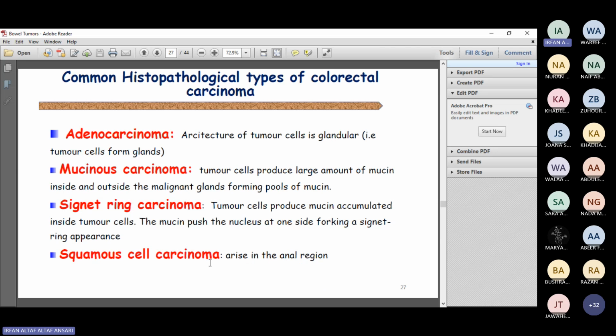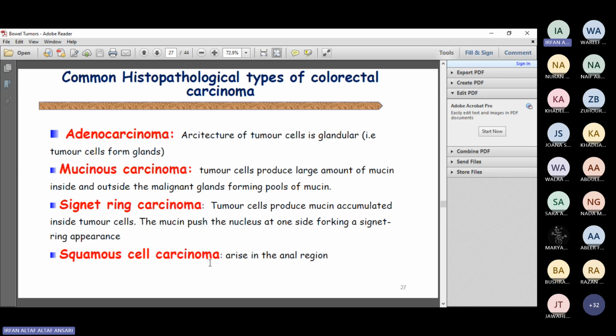Adenocarcinoma tumor cell architecture is glandular. Mucinous tumors produce a large amount of mucin inside and outside the malignant gland cells. So you see there is a pool of mucin in which the tumor cells are floating.